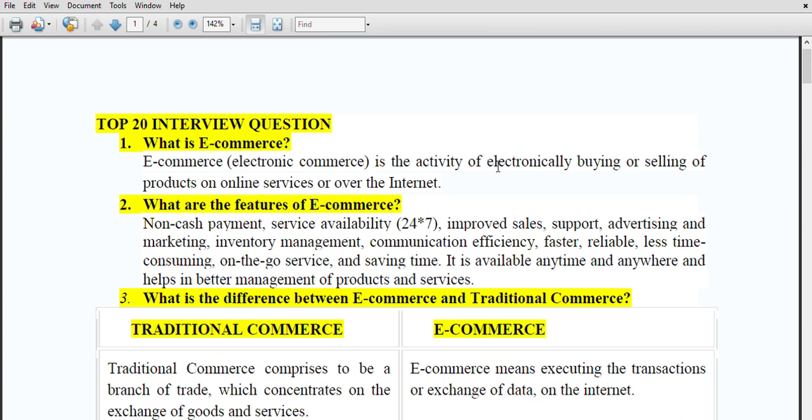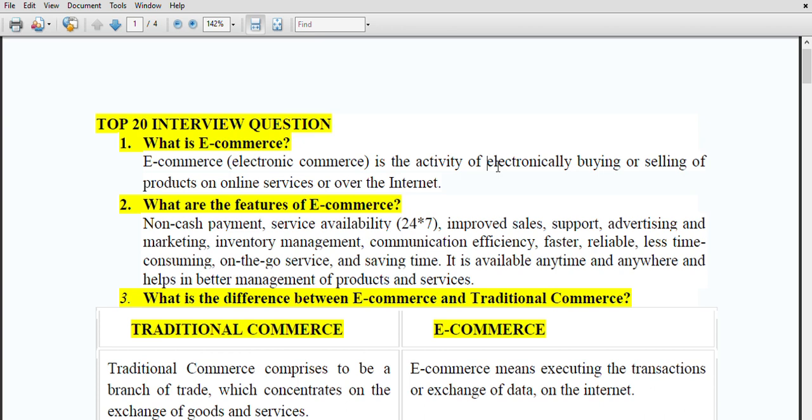Then the next question is, what are the different features of e-commerce? So the main features are like non-cash payment. You can pay the bill by using non-cash payment like debit card, credit card, or mobile wallet. Then it's available 24 by 7. You can buy or sell the product anytime.